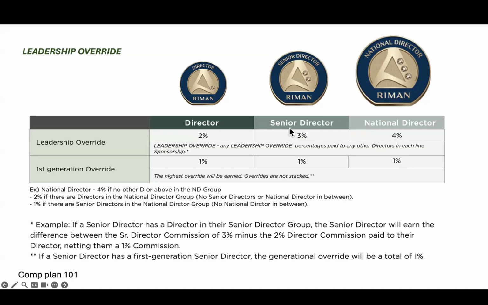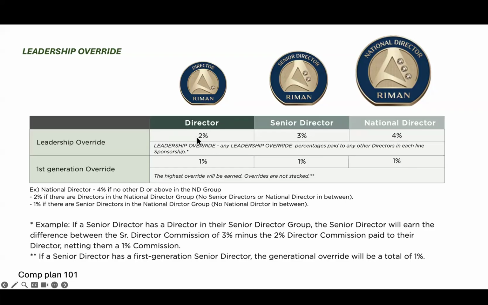Same thing as senior director. If I'm a senior director and there is no senior director in that leg, I get the full 3% override on the entire depth of that volume. If there is one in between me, I get the first generation 1% override, and they are not stacked, okay?